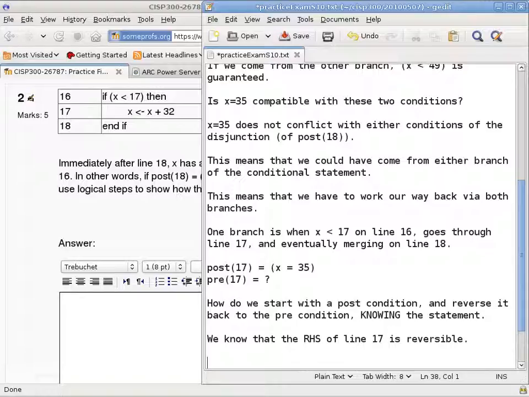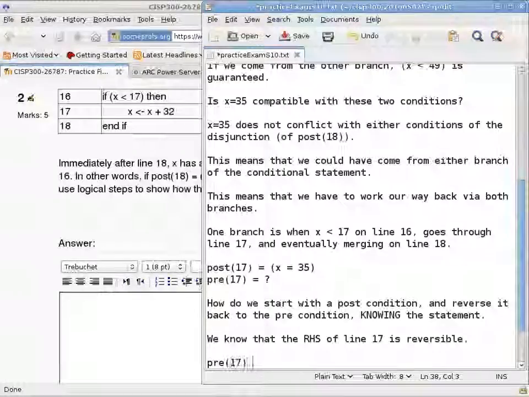Yes? You just substitute x for 35 to the left-hand side? That will work. Yes, but it's not a step-by-step process back to the precondition of line 17. So what we want to do is to do it like this. In this case, we say the precondition of line 17 is also based on the substitution. But this time it's based on the substitution of post 17, which is reversing what we usually do.